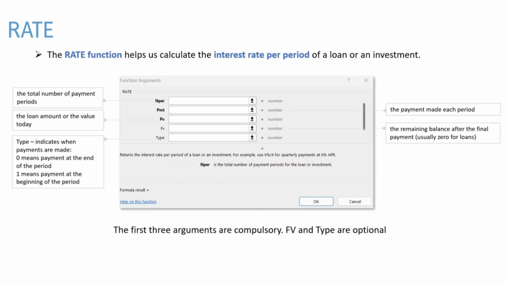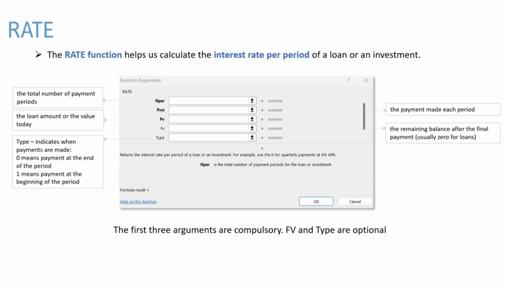Welcome back. In this video, we will discuss the RATE and NPER functions in Excel. Both these functions are commonly used in finance to analyze loans, investments, and financial planning scenarios. Let's start with the RATE function. The RATE function helps us calculate the interest rate per period of a loan or an investment.